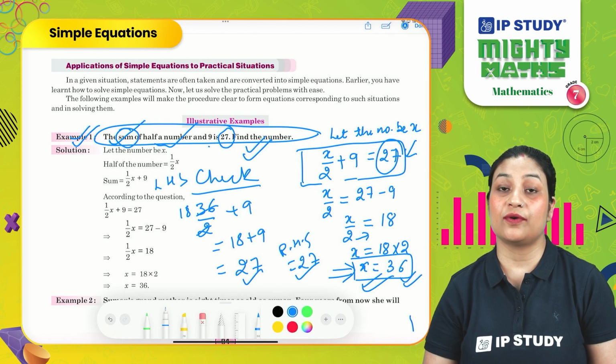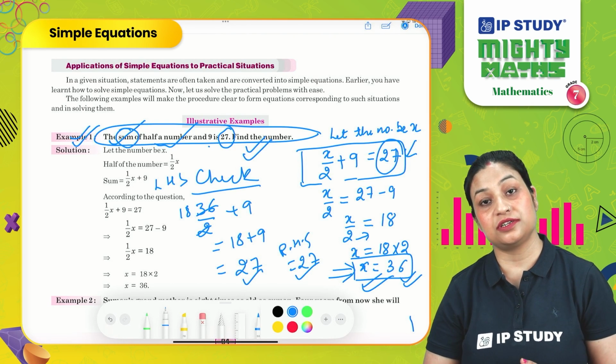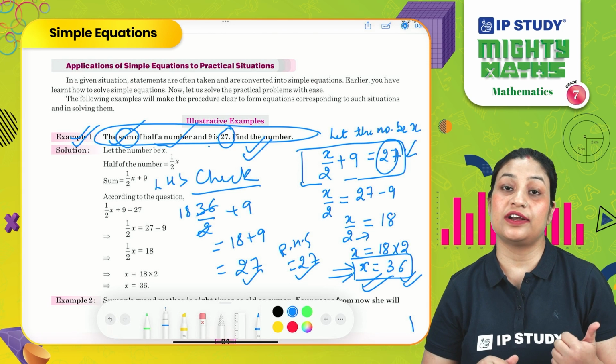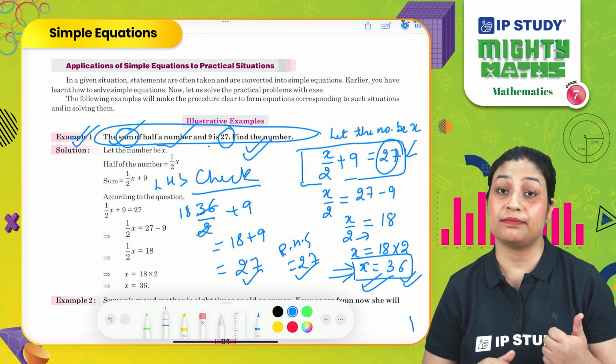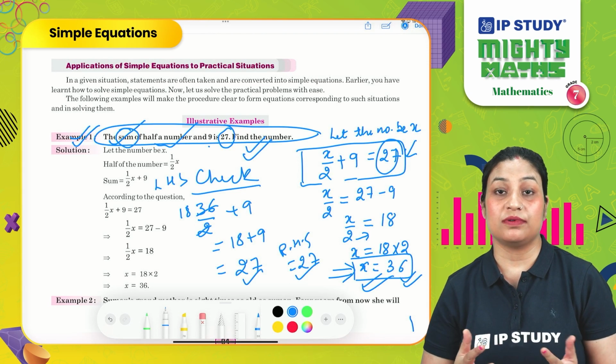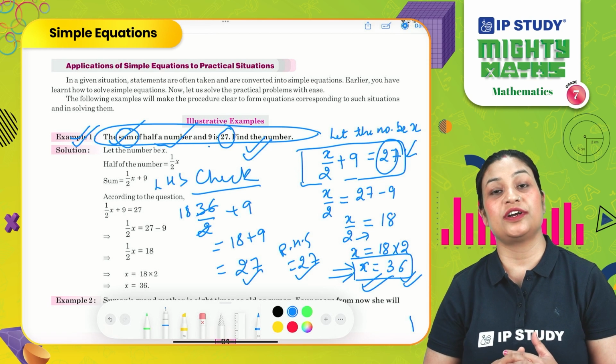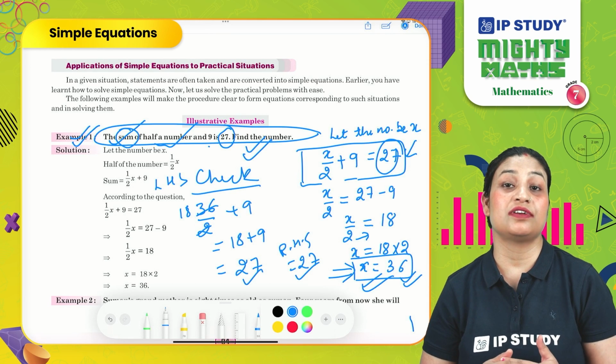So student, I hope you have understood what an equation is, what a linear equation is, how to find the solution of a linear equation using different methods, and some word problems. So that's all for this lecture, student. I hope you have understood the topics that we have covered in this lecture.